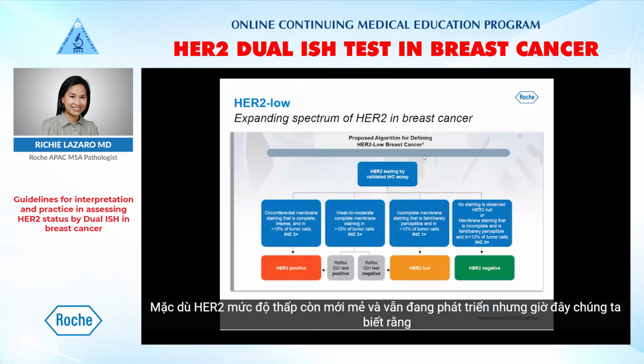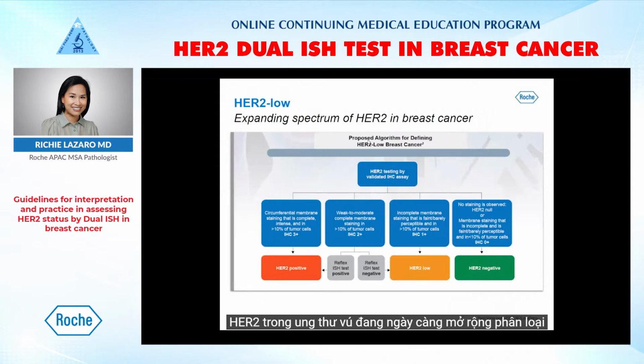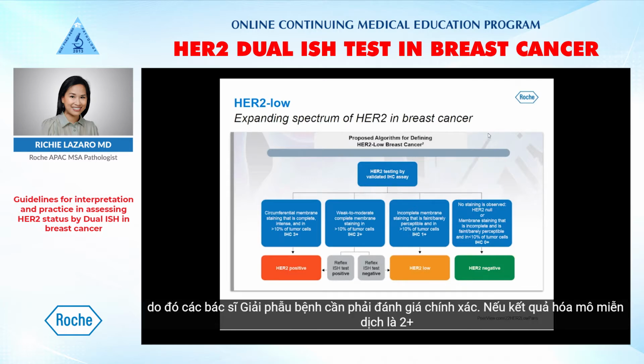Although HER2 low is a new category that is still evolving, we now know that HER2 in breast cancer is expanding in the spectrum of categories that pathologists need to evaluate accurately. If an IHC result is 2+, the need to reflexly test for ISH remains.